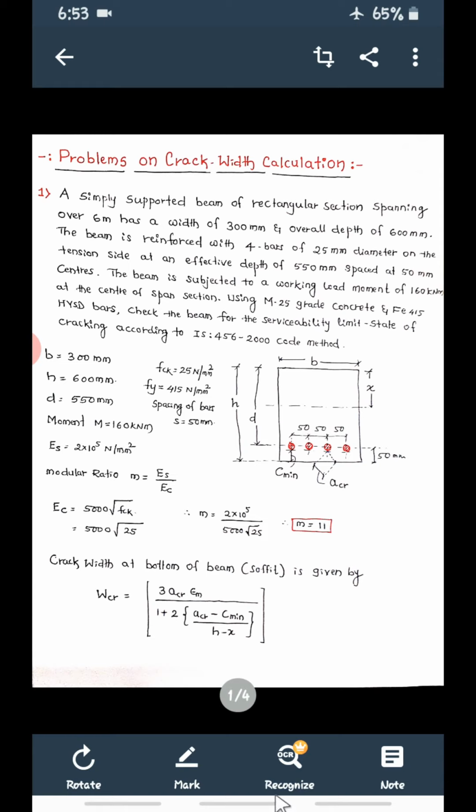Now let us write the formula. How are we going to calculate the crack width? So crack width at bottom of this beam, wcr, cr means crack width, is equal to this formula we have already seen in the previous class: 3 acr epsilon m divided by 1 plus 2 into bracket acr minus c minimum divided by h minus x. So try to understand the terms here. If you want to calculate crack width, we should know acr, we should know epsilon m, then c minimum, then h minus x we should know.